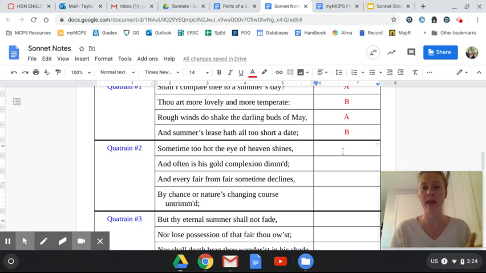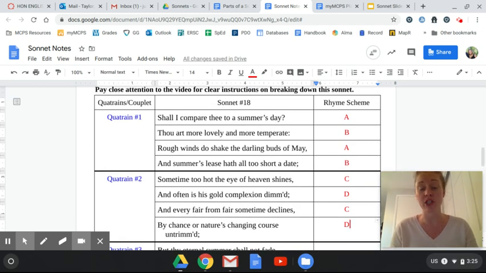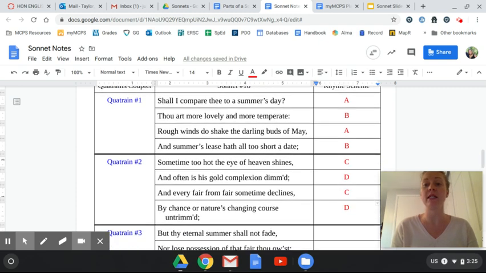Next, quatrain 2. Sometime too hot the eye of heaven shines. Shines doesn't rhyme with date or May, so I'm going to go to the next letter of the alphabet, which is C. And often is his gold complexion dimmed. Dimmed doesn't rhyme with shines, so I'm going to mark it D. And every fair from fair sometimes declines. Declines and shines rhyme, so I'm going to go back to C. By chance or nature's changing course untrimmed. Untrimmed rhymes with dimmed, so I'm going to mark that D. Again, we're seeing the same pattern that is required of a Shakespearean sonnet. A, B, A, B, C, D, C, D.